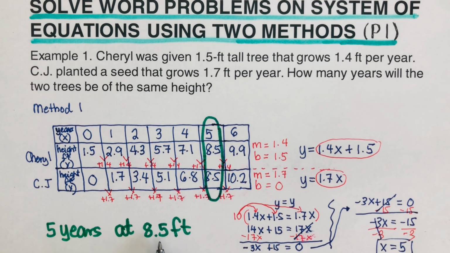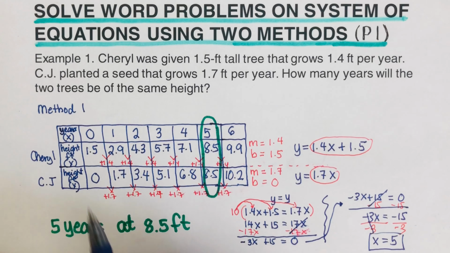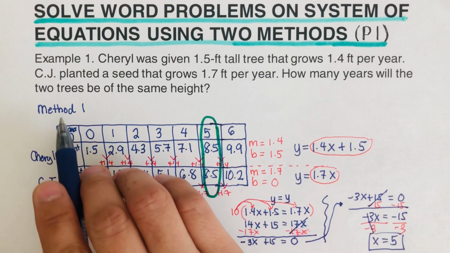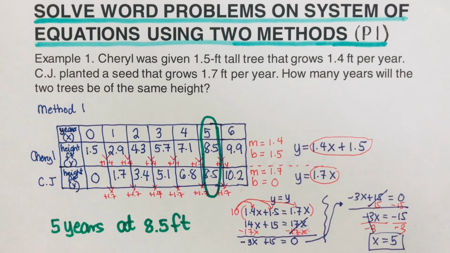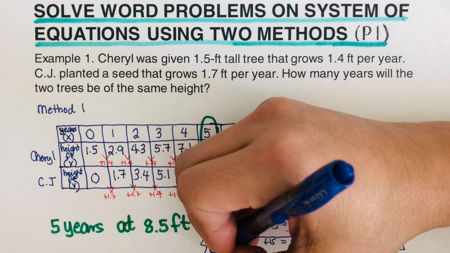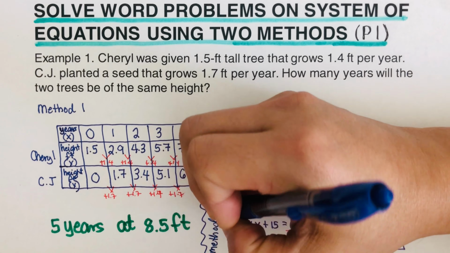Now, to get the 8.5, we can plug the x back into the equation that we have here, so that 1.7 times 5 would be 8.5, which is the height of the plant in the 5th year. In this work, this table right here is our method 1, or the first method. And the second method that we did is this equation right here, the equal values method on the side. So I'm just going to label this as method 2.